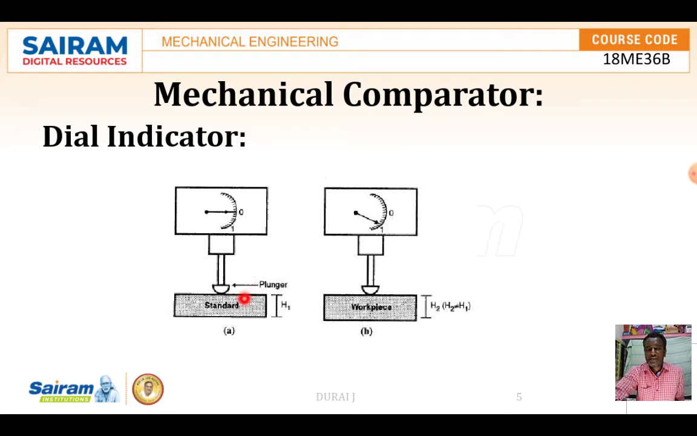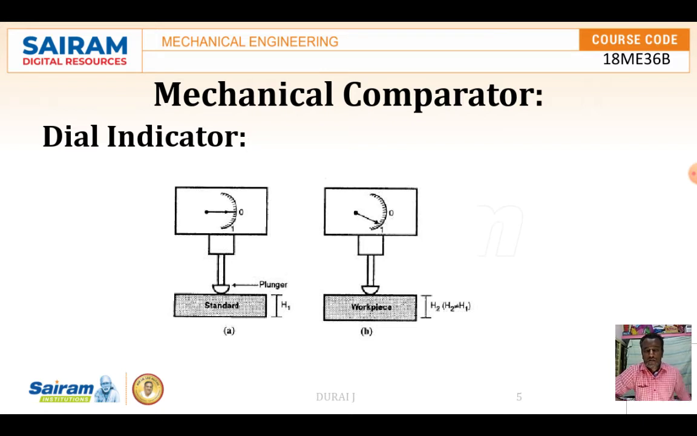Suppose if any variation is there, that will be noted down with the help of this pointer. It will be indicating on the scale over there. So that is the variation from the standard dimension that we can note down. That is the size of the particular component. So if this workpiece comes within the limit, it will be the acceptable component.